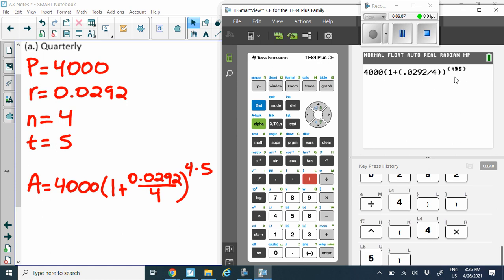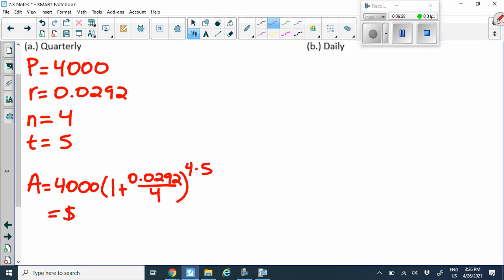Now, if you're using a graphing calculator, you don't need to use parentheses. But if you're using a scientific calculator, you have to use parentheses. And then we press enter. And this will be our final amount. So remember, because this is dealing with money, we're going to round to 2 decimal places. So my amount is $4,626.33. And don't forget your dollar sign.